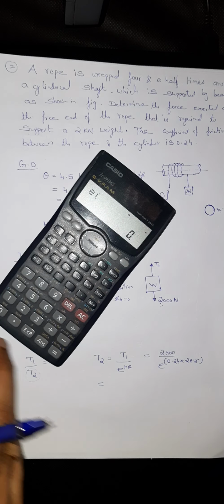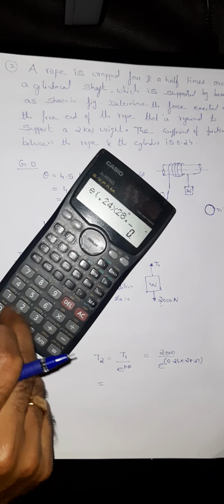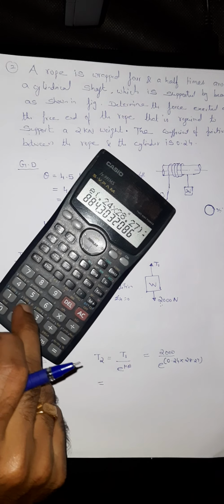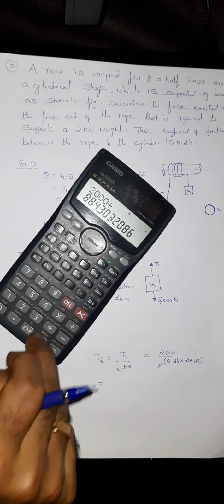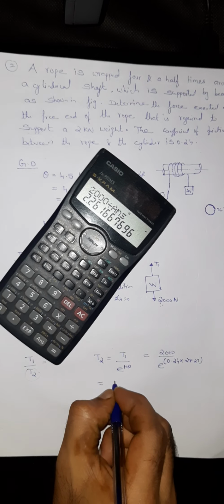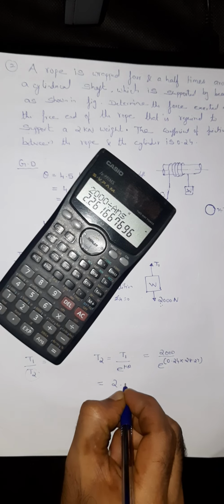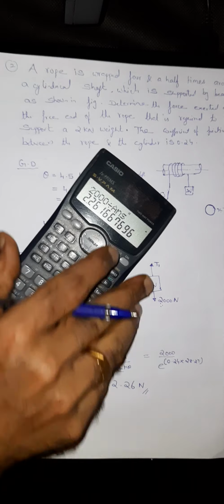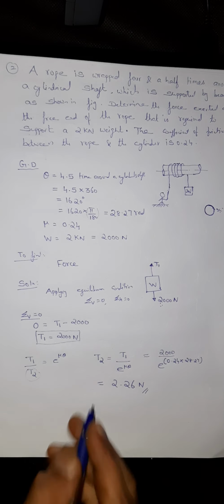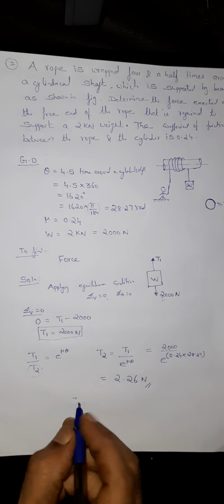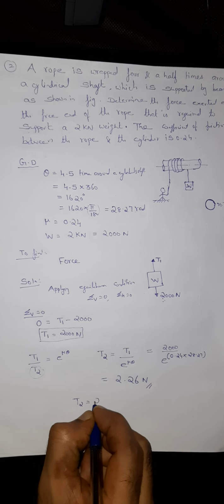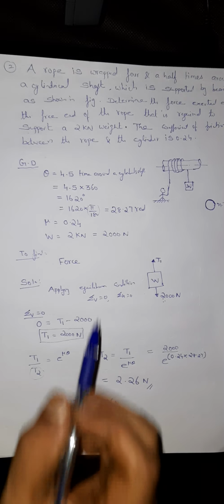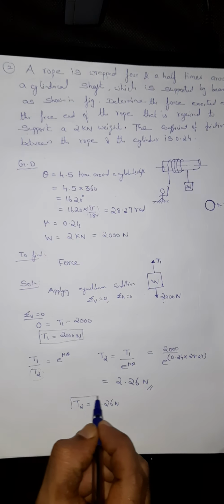E power, open the bracket, 0.24 into 28.27, close the bracket. 2000 divided by the answer, which would be 2.26 newton. So T2 equals 2.26 newton. This is the force which is required to lift the weight of 2 kilonewton.